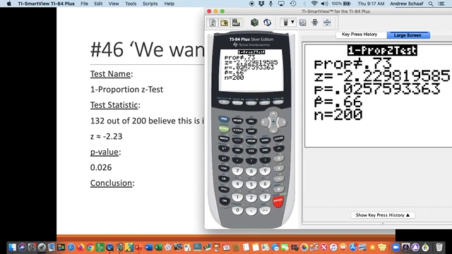So notice there's the z-score of negative 2.23. Here is the p-value. It's 0.026. There's the same p-value that I had in the PowerPoint. This right here is not the test statistic. This is the sample statistic. Samples are described with statistics. So this is the p hat, if you will. There's the 0.66. That's what was used in order to calculate the z-score.